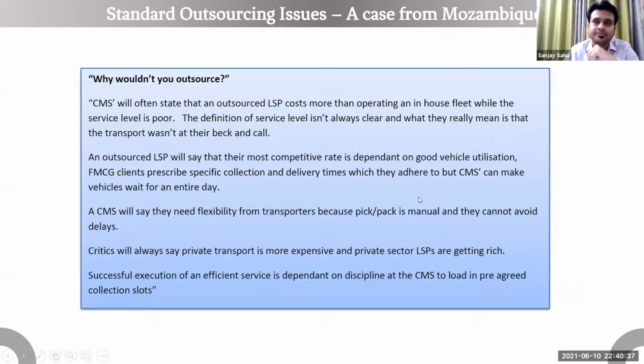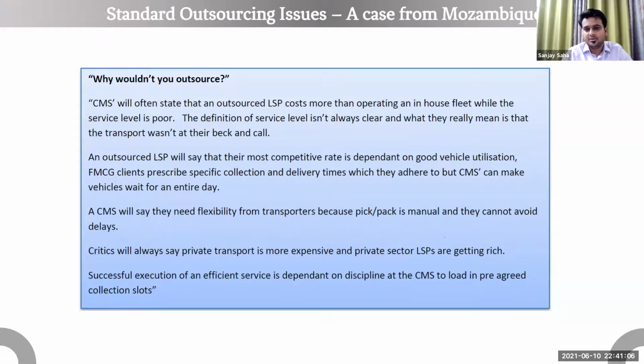So moving on, there is a small snippet that we wanted to share with you. Again, this is from the Gavi case study document, which we have shared with you, that there are some organizations who are afraid of outsourcing. One, probably because they might lose control, but there are some genuine reasons as well. So let's take a look at this case from Mozambique.